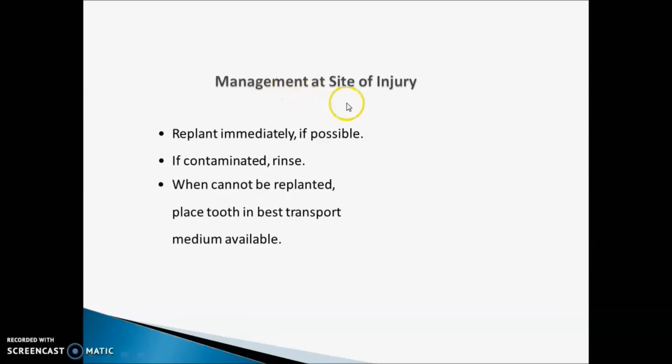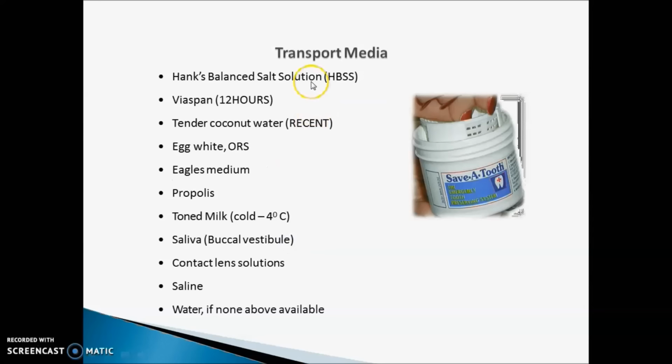So what you have to do at the site of injury: if the tooth is available, replant immediately if possible. If contaminated, you have to rinse it. Sometimes when you cannot reimplant, for example if there is a clot in the socket, then you have to place the tooth in the best transport media available. Now what are the transport media available? Aspirants, remember in the exam, if they ask you for a save-a-tooth media, that is the example of HBSS, Hanks balanced salt solution. It is the best available solution right now. But a recent study done by Gopikrishnan says that tender coconut water is the ideal and best transport media.